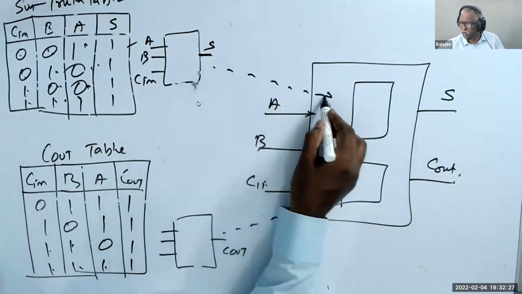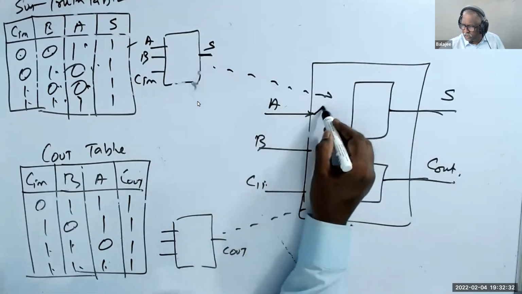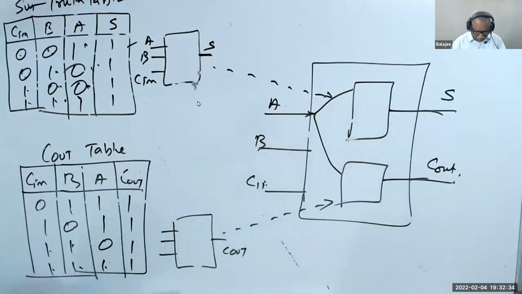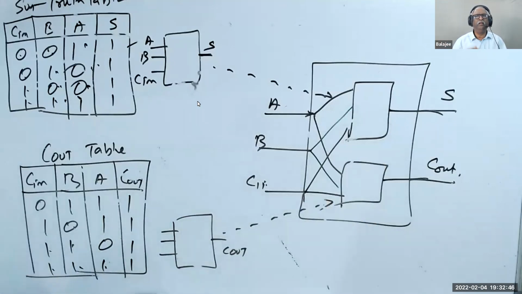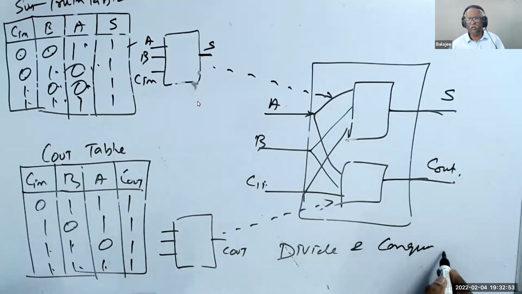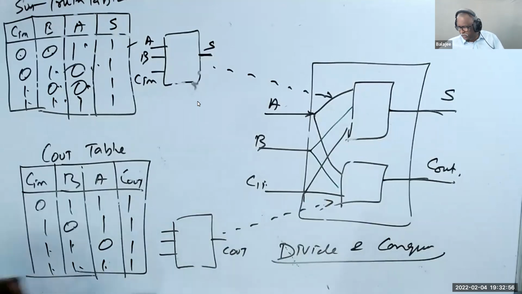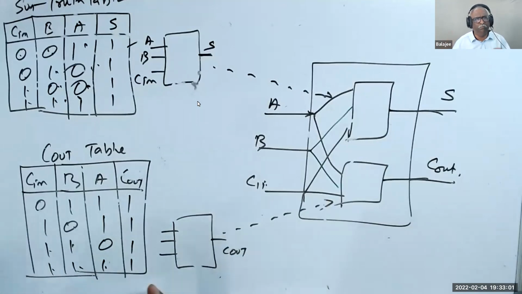What we have designed now. This goes independently, and this A goes here, the A goes here. Then the B goes here, B goes here. And the C goes here, C goes here. See, this is actually called divide and conquer. That's it. You know that your problem has to be like this. If you start handling this problem, every combinational problem is simple.